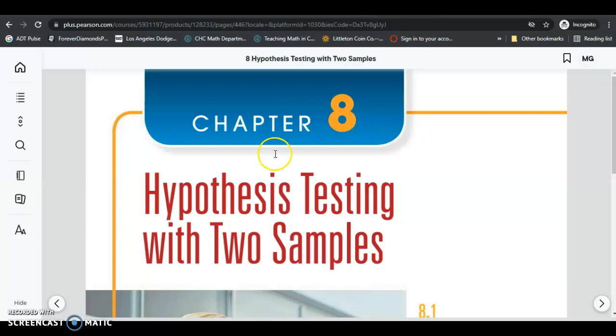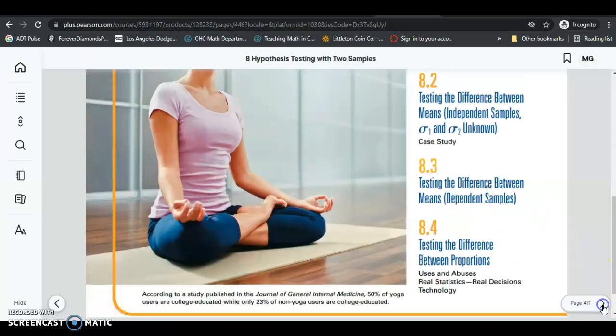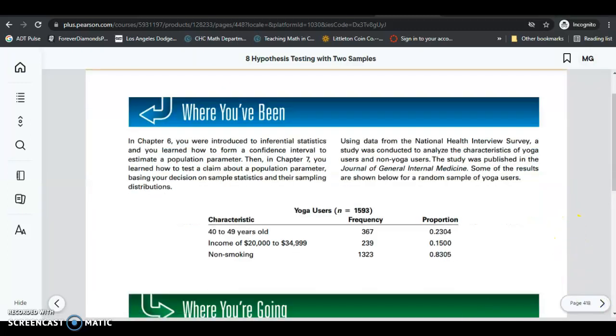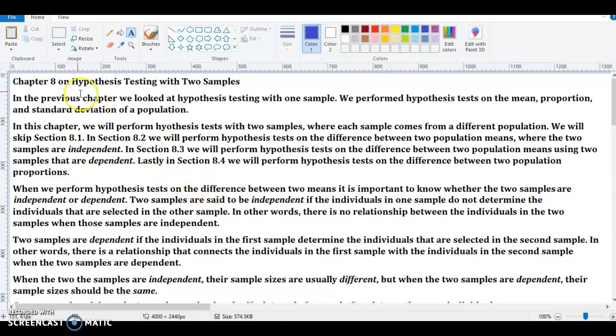So chapter 8 is about hypothesis tests with two samples. In the previous chapter, we looked at hypothesis testing with one sample. You may remember that we performed hypothesis tests on the mean, proportion, and standard deviation of a population. In this chapter, we will perform hypothesis tests with two samples where each sample comes from a different population. We will skip section 8.1 like I mentioned earlier.